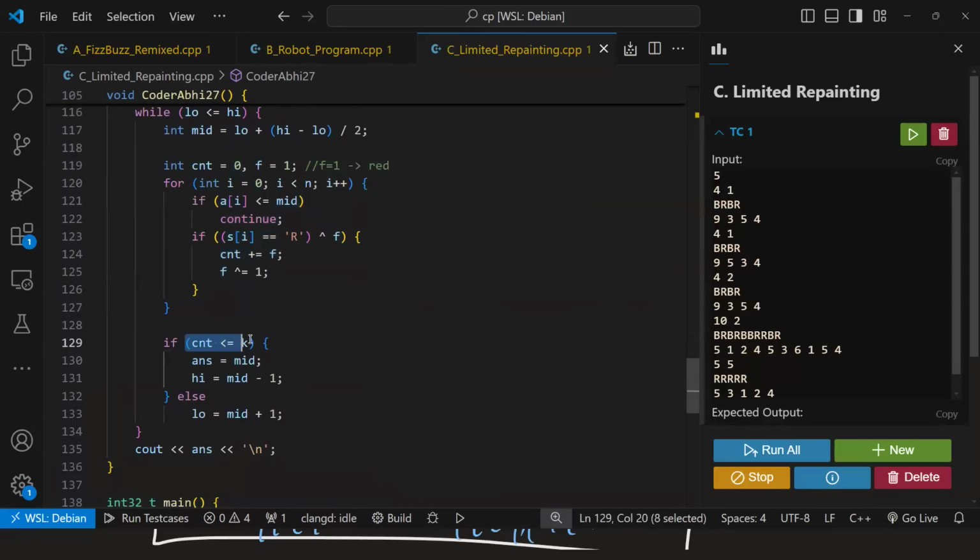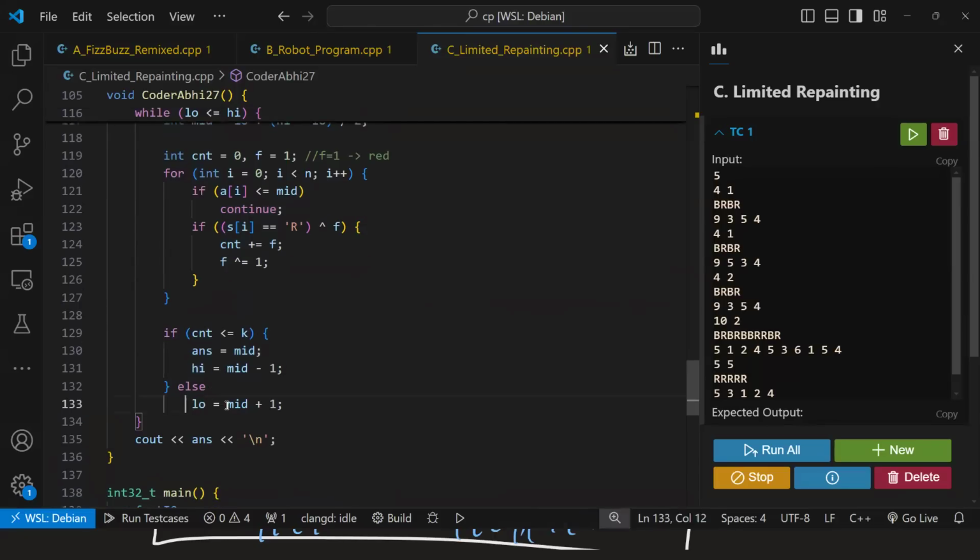If this is less than or equal to k, then my answer is mid, and I try to minimize it further by setting high equal to mid minus 1. Otherwise, I try to increase my range so that I get the answer, low equal to mid plus 1. And I just print my final answer. I hope the code is clear to you.